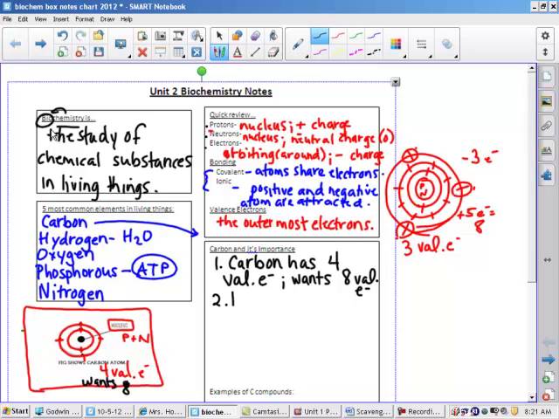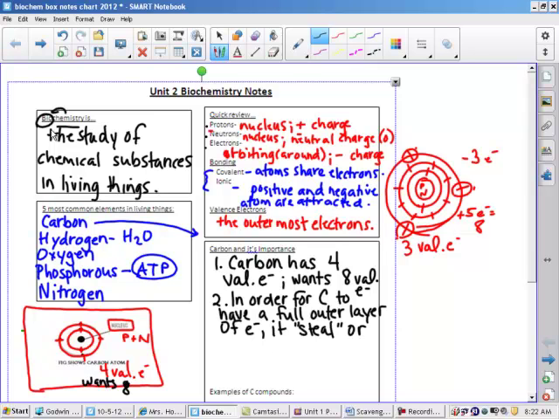So now in order for carbon to have a full outer layer of electrons, what's it going to have to do? What would we just say? It's going to steal some from another element, right? Or in most cases, it's going to share with other elements. And what happens when we share, just like we set up here, is it creates a bond.